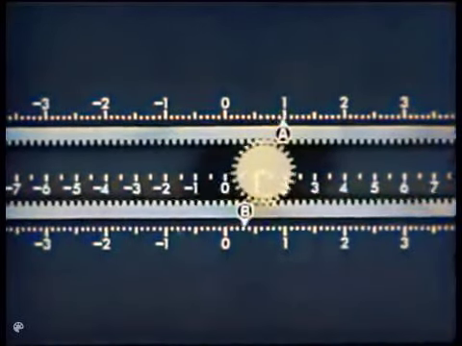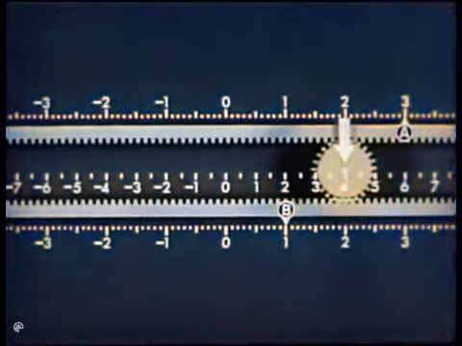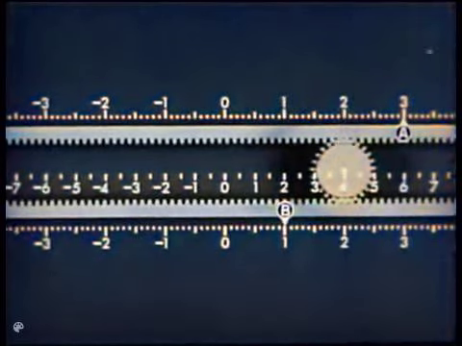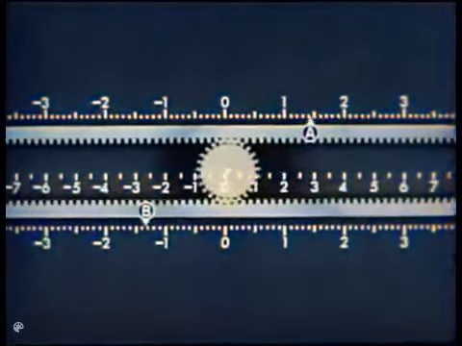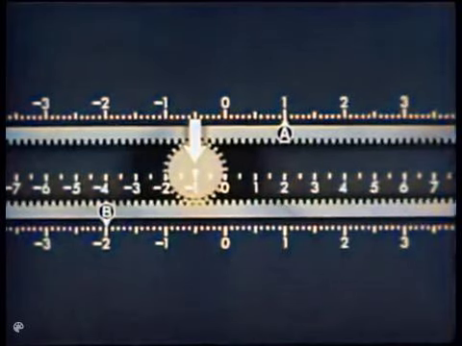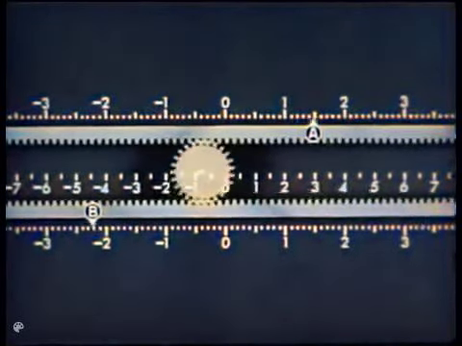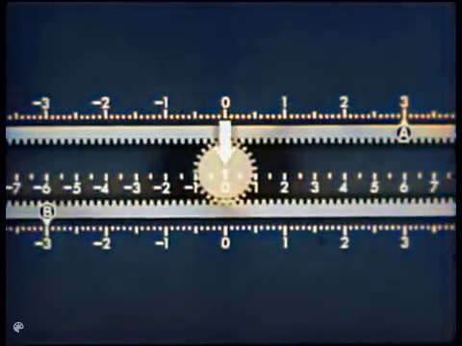3 plus 1 on the racks, 4 on the pinion. Plus 1 and minus 2, minus 1 on the pinion. Plus 3 and minus 3, 0 on the pinion.